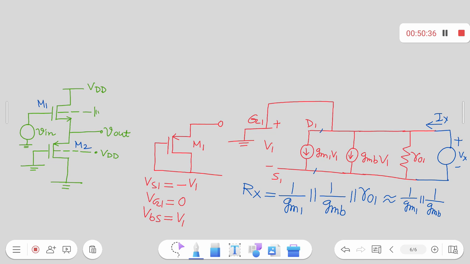But that is not the case for any other topology. If I consider common source or common gate topology, you don't have this 1 upon GMB only. This is only true for the common drain amplifier, the source follower, for which the current GMB times VBS is nothing but some constant multiplied by the voltage between these two terminals. So that is equivalent to a resistance equal to 1 upon GMB, and that makes your life a little bit easier. Then you consider the other resistance, a load resistance between Vout and AC ground, in parallel. With this Thevenin equivalent model, it is easier to analyze the circuit.